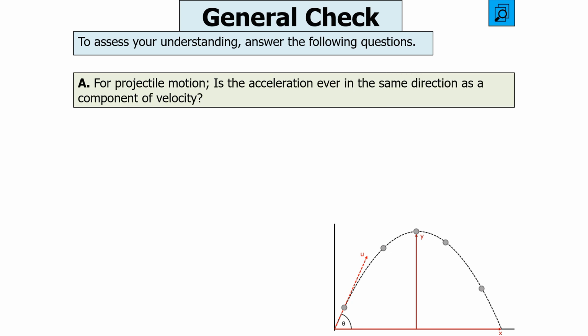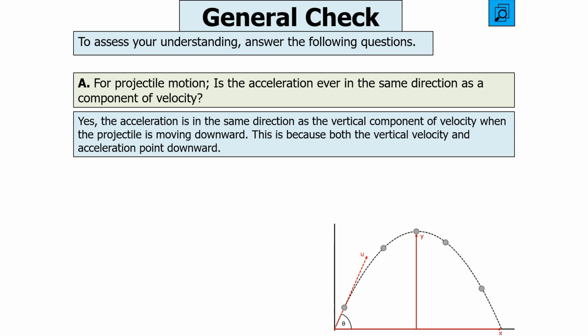For projectile motion, is the acceleration ever in the same direction as a component of velocity? When you want to go through the answer, pause the video, then unpause the video. So, yes, the acceleration is in the same direction as the vertical component of velocity when the projectile is moving downwards. This is because both the vertical velocity and the acceleration point downwards.